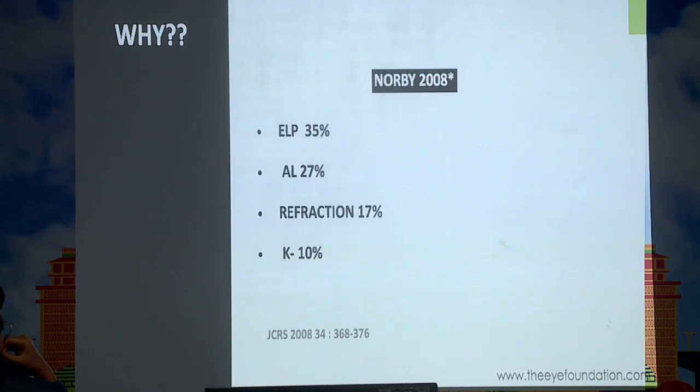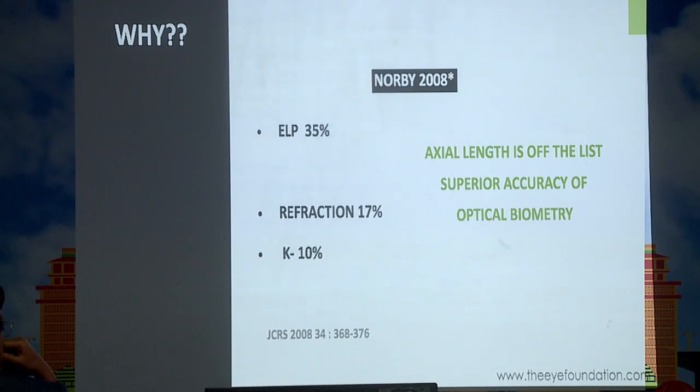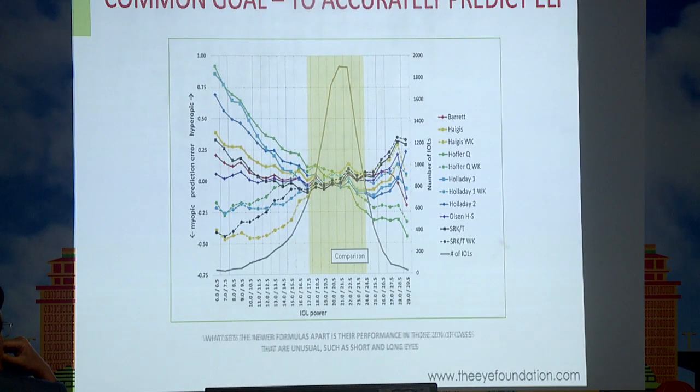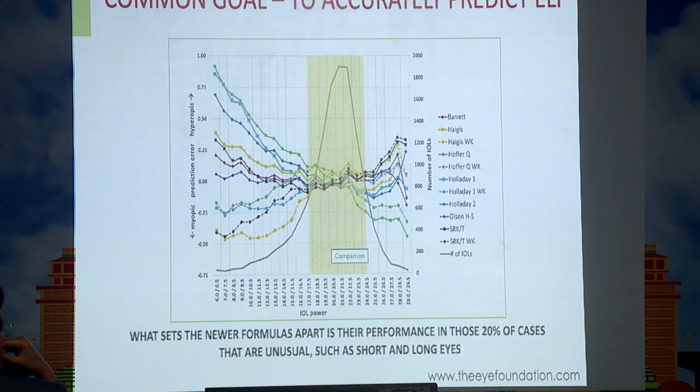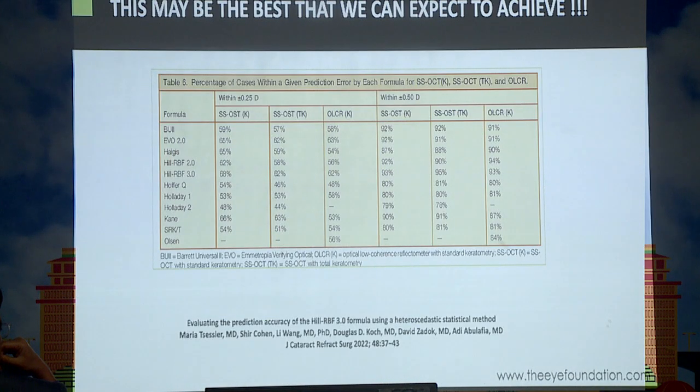What I told you already was also discussed by Norrby et al. in 2008. What was further analyzed in this particular graph was that if you use the third generation formula, you may do well in the majority of situations. But in those extremes of axial length and in these post-surgically treated eyes, you need the latest generation formulas to get you the end result which you want.